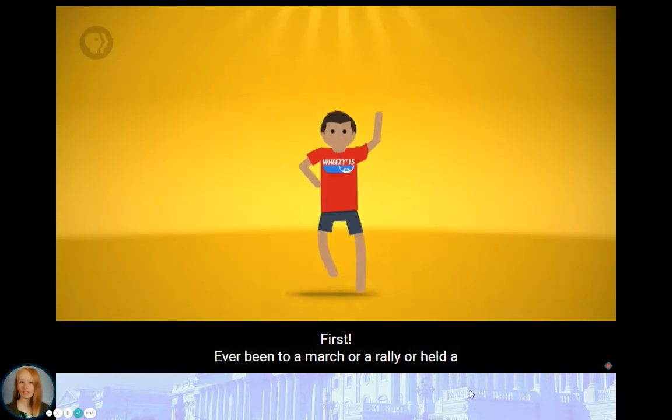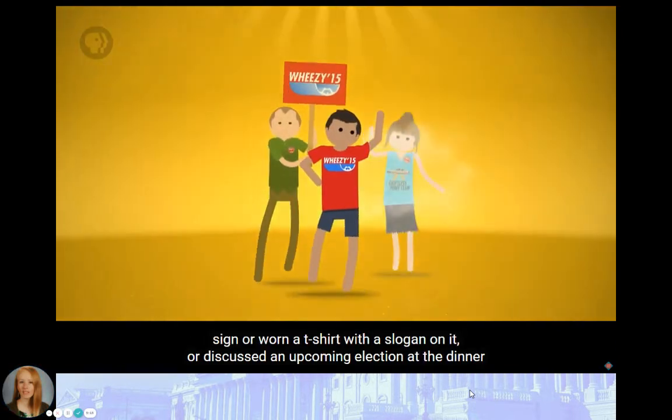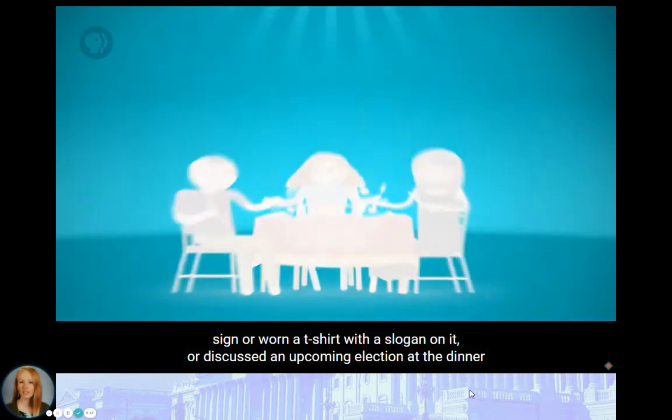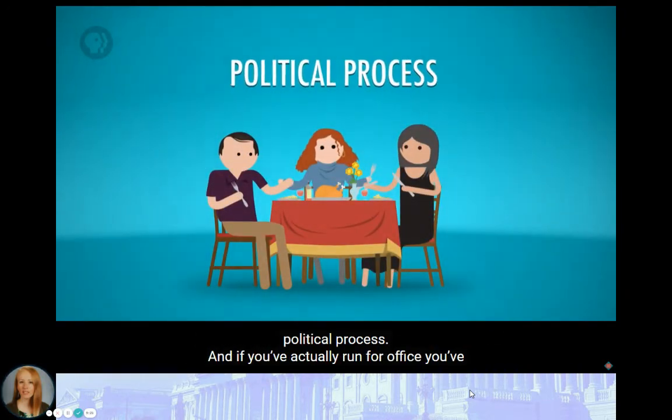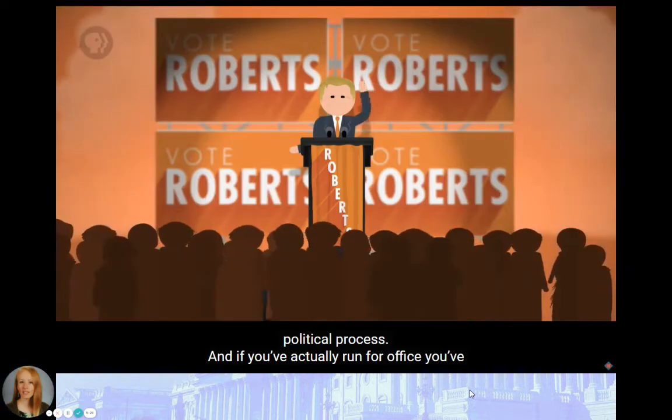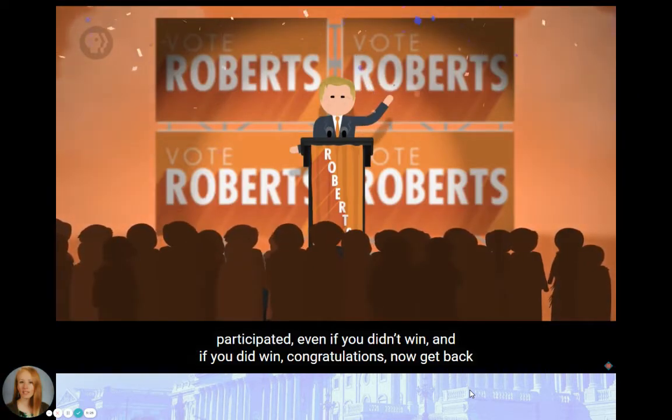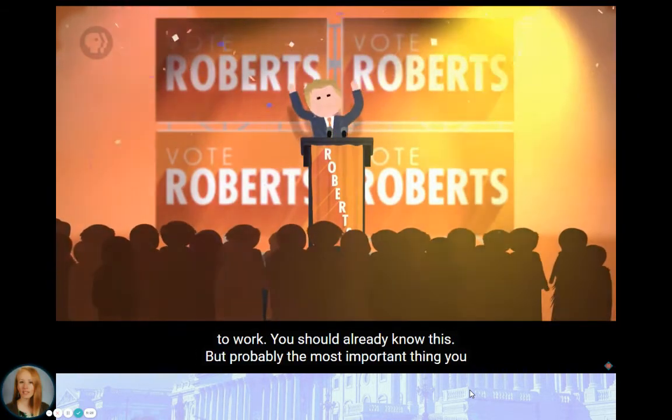Ever been to a march or a rally, or held a sign, or worn a t-shirt with a slogan on it, or discussed an upcoming election at the dinner table and tried to convince your parents who to vote for? You've participated in the political process. And if you've actually run for office, you've participated, even if you didn't win. And if you did win, congratulations! Now get back to work. You should already know this.